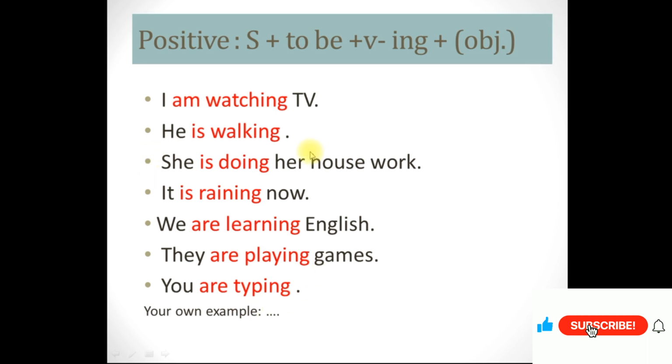Anyone, have you got any questions? Okay, so now it's your turn, your own example. You can give a lot of examples by looking at the form of the present continuous. So remember that the activity is happening right now, right? Okay, thank you so much. So the next time, you have to move to another form.